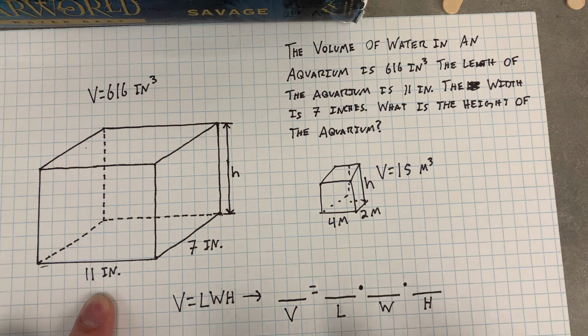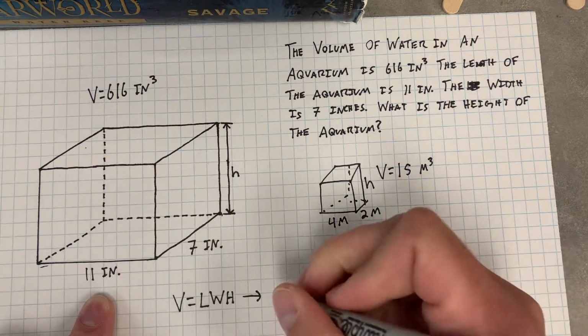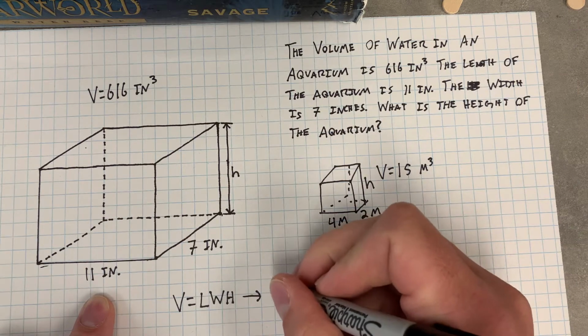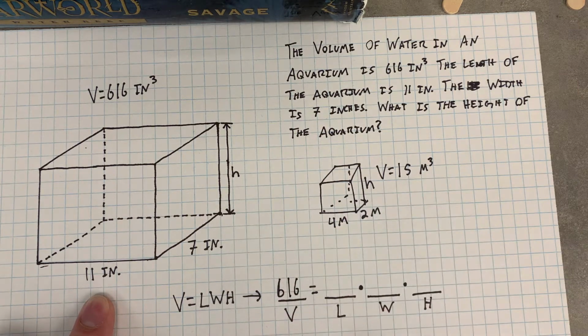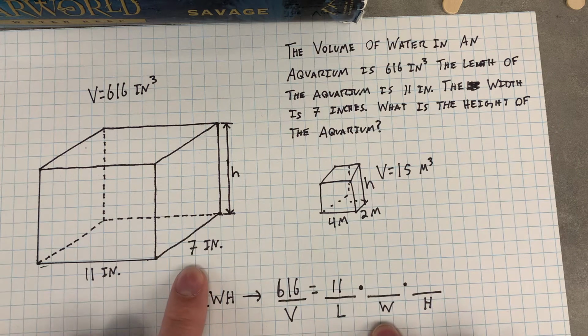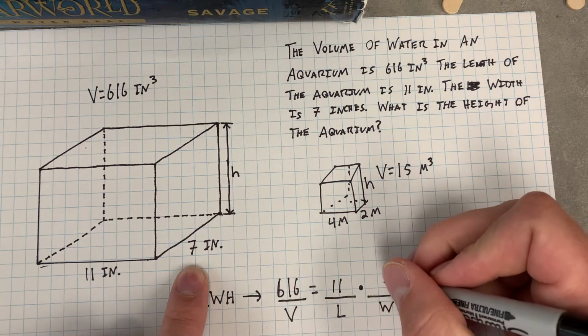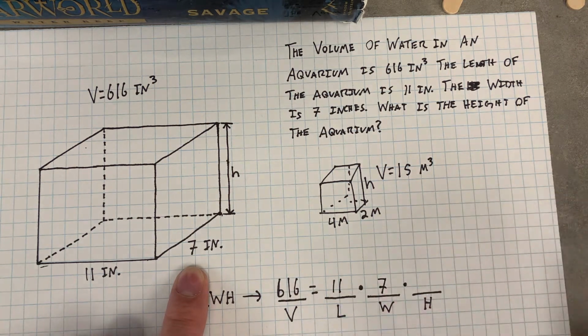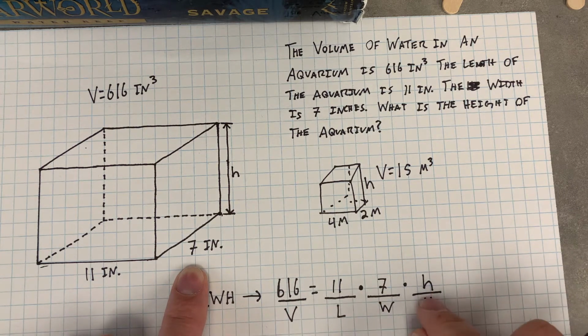And if we know a value, let's plug it in. The volume we know is 616 inches cubed. So let's put in our number. We've got 616 equals, do we know the length? We do know the length. So we're going to replace this L with 11 inches. And the width, we know the width is 7 as well. So let's replace that W with 7. The height we still don't know. That's what we're looking for. So our formula now looks like 616 equals 11 times 7 times h.